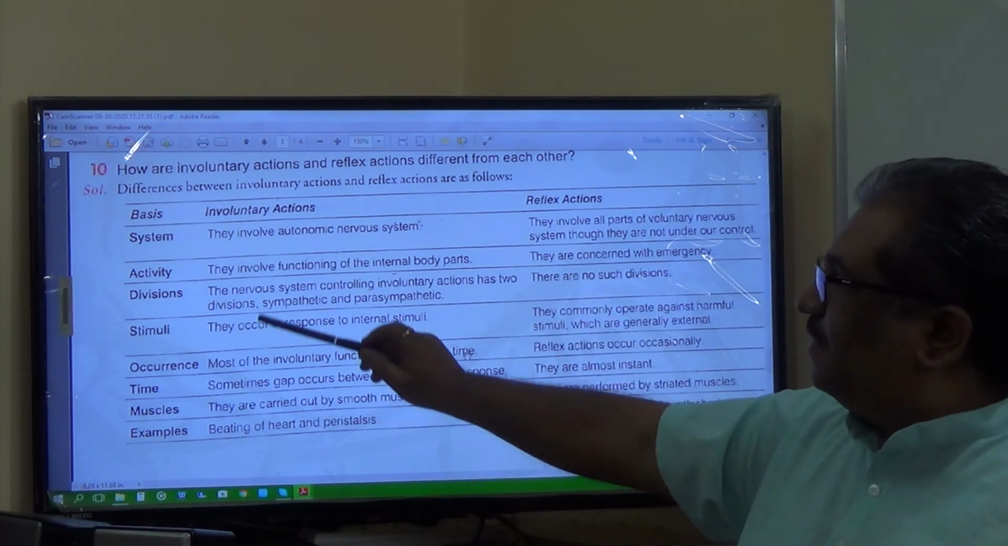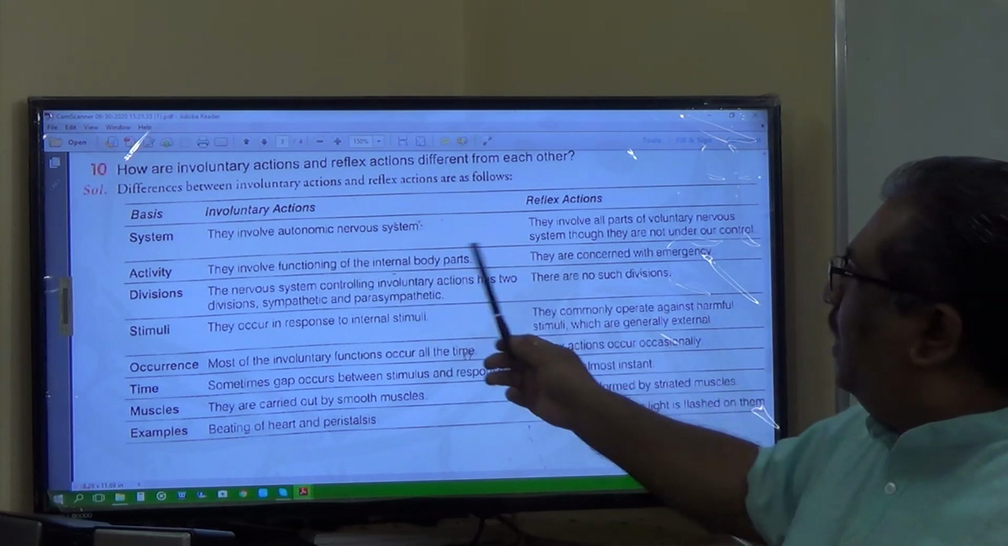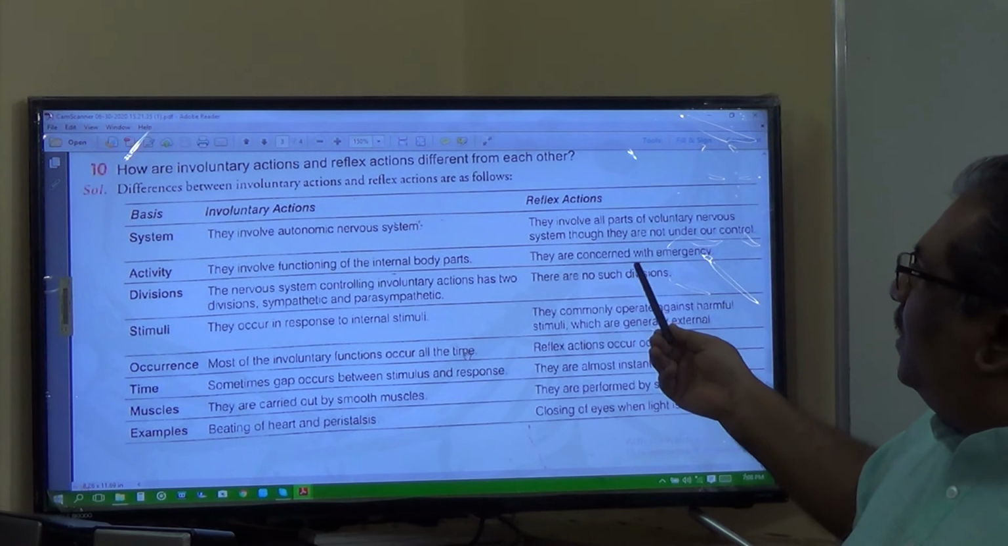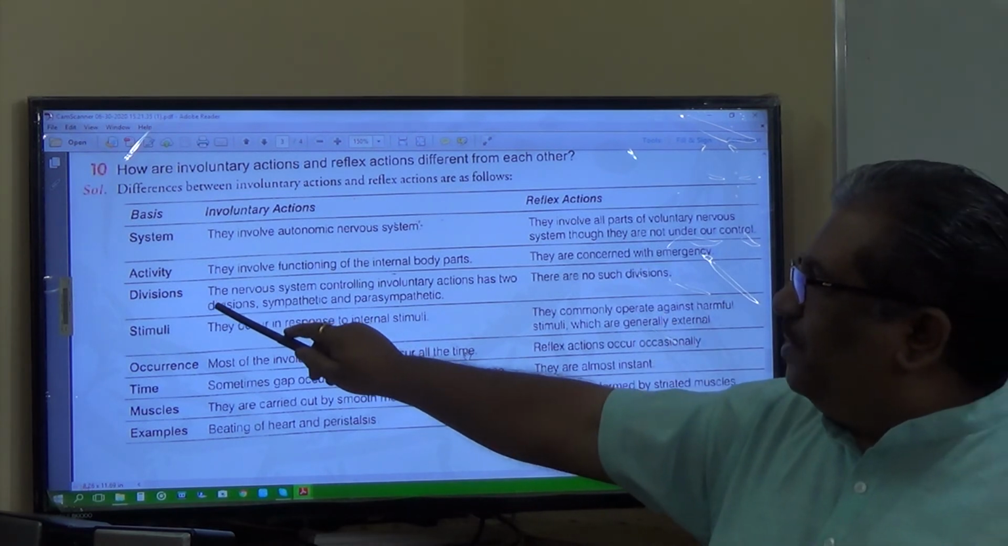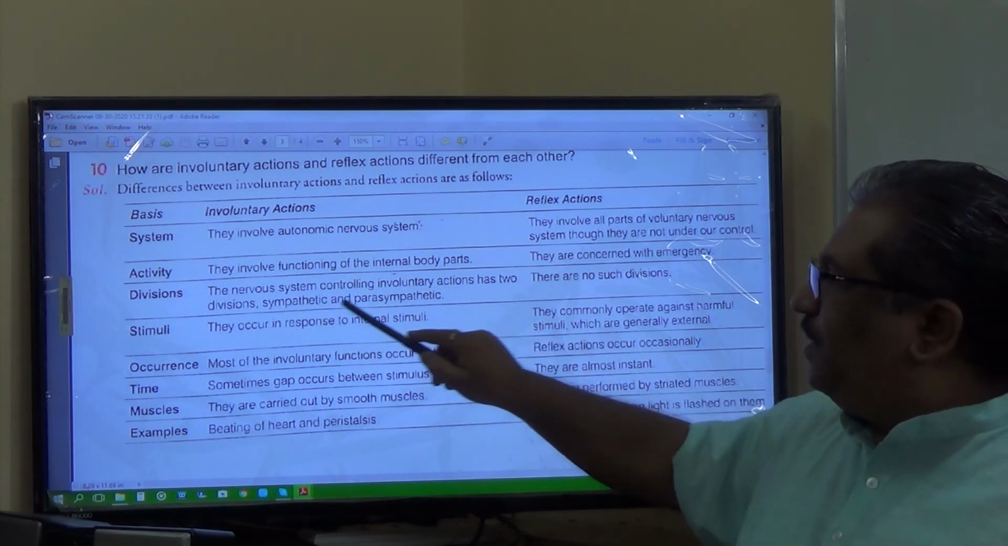That is very important. Next, they involve functioning of the internal body parts, and these are concerned with emergency. And the divisions of the nervous system controlling involuntary actions are the sympathetic and parasympathetic.